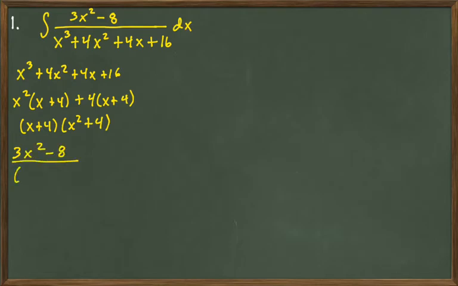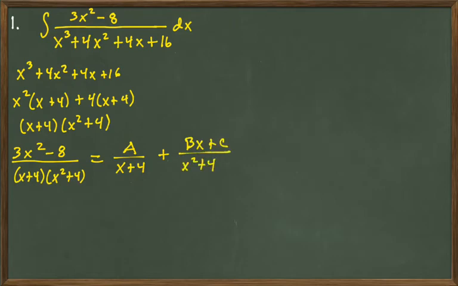So (3x^2 - 8) over (x + 4)(x^2 + 4). We're going to write that as A over (x + 4) plus (Bx + C) over (x^2 + 4).